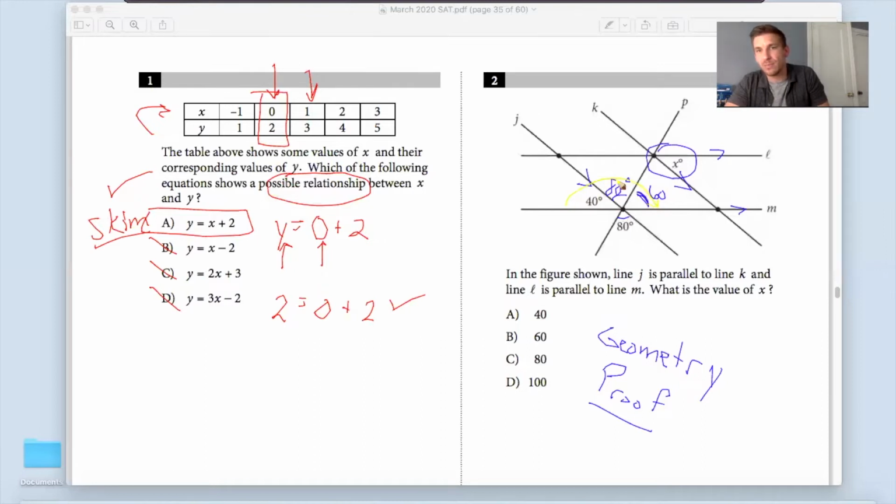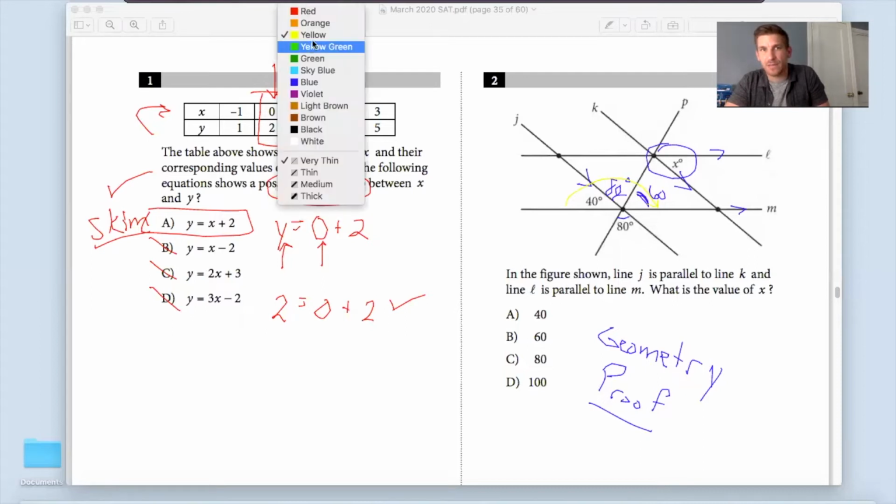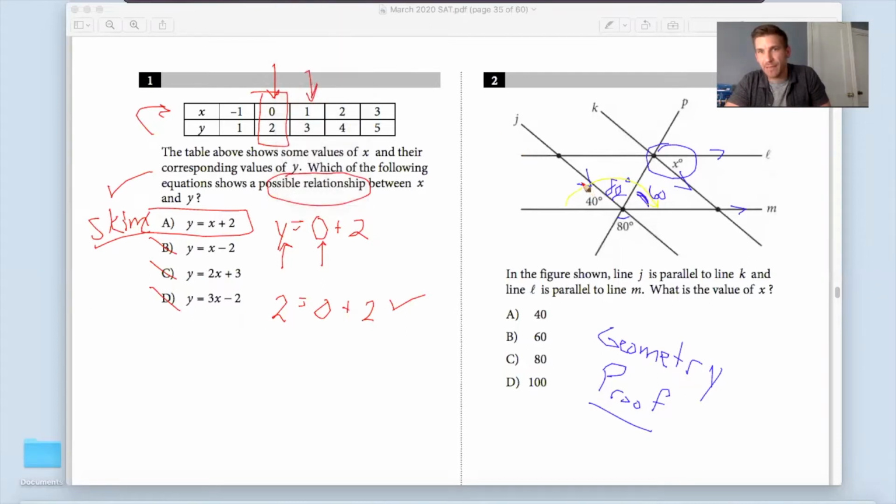Now, what they do give me though is the fact that they're parallel lines. And if these are parallel lines, then, if you remember, there's a Z formation, which you refer to as alternate interior angles. So because these lines are parallel, this up here is also 40, right? And because now these lines are parallel between J and K, and this being my transversal, it means that this will also be 40, right?